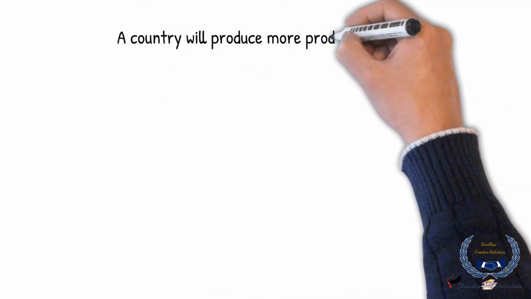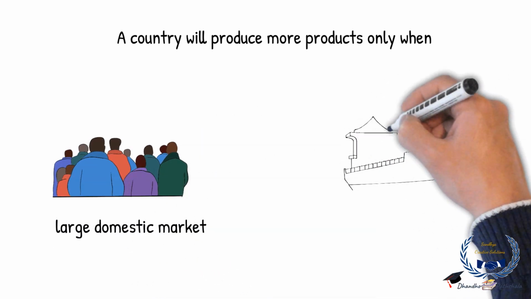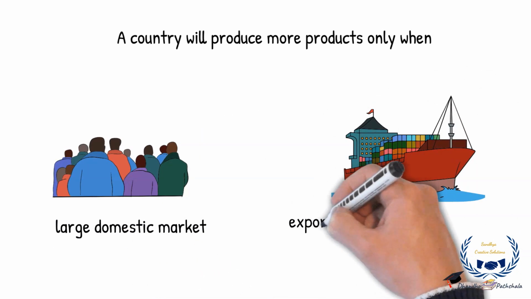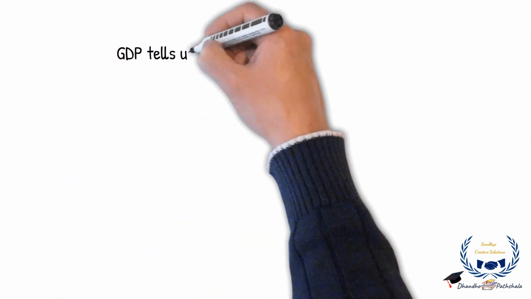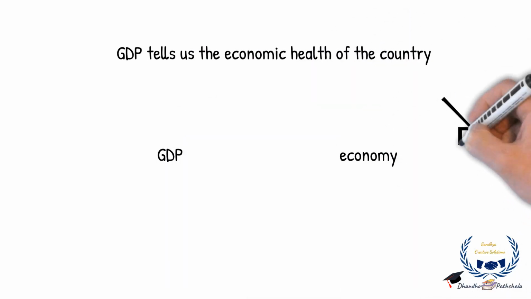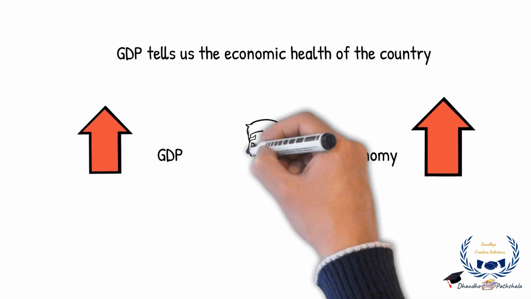A country will produce more products only when they have a very large domestic market. They export lots of products to different other countries. Indirectly we can say, countries with big GDP numbers have big domestic markets where people can afford to spend a lot of money to purchase products. Or, the country exports a lot of products to other countries, which means they also earn a lot of money from exporting. So in other words, GDP tells us the economic health of the country. Bigger the number, better the economy is.